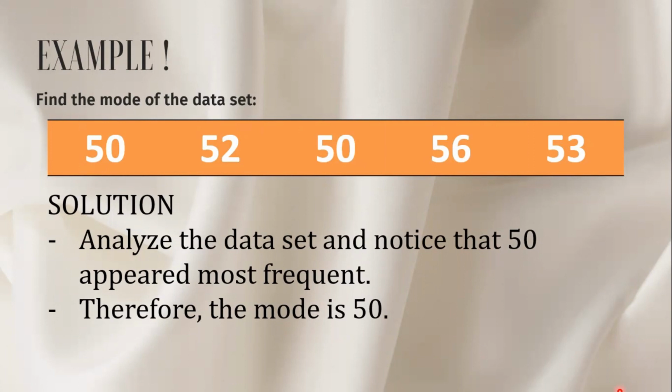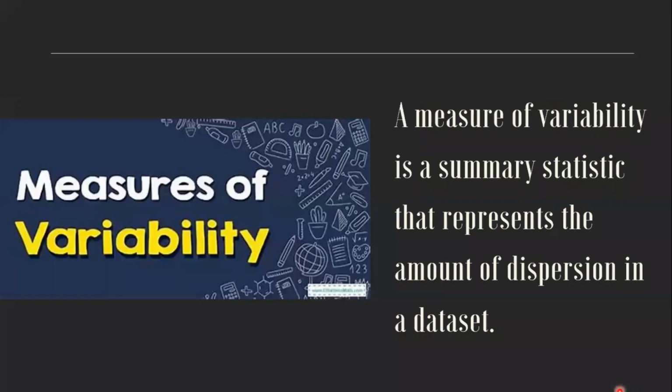There you go. We're already done with the three measures of central tendency. Let us now proceed to the measures of variability. A measure of variability is a summary that represents the amount of dispersion in a data set, namely the variance and standard deviation.